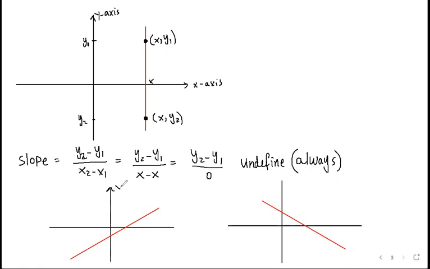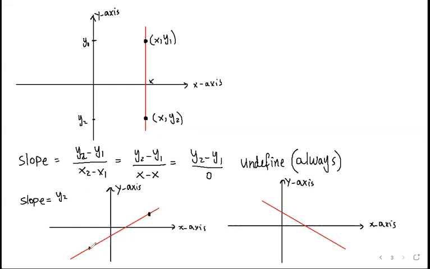This is my y-axis, my x-axis. I have to know if the line looks like this. Here the slope is positive. Slope is always positive. Take any 2 points.